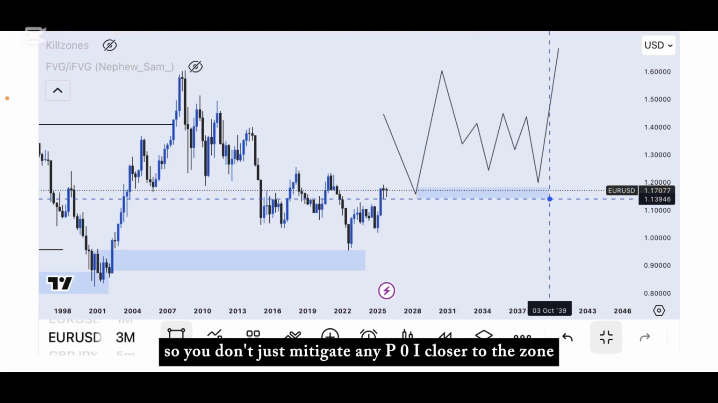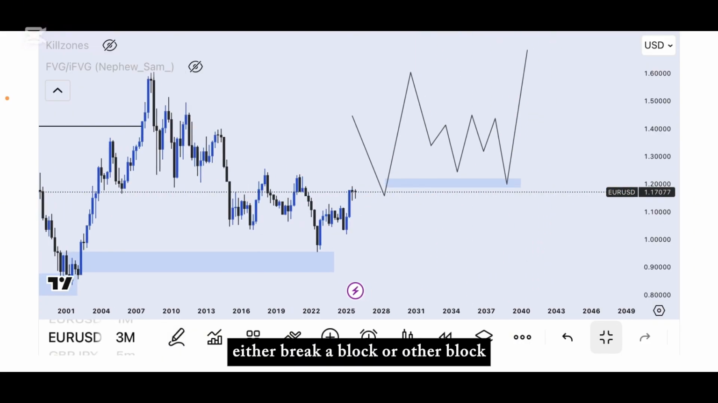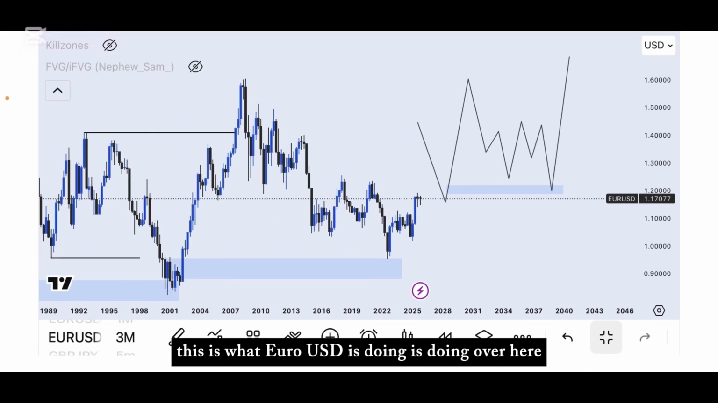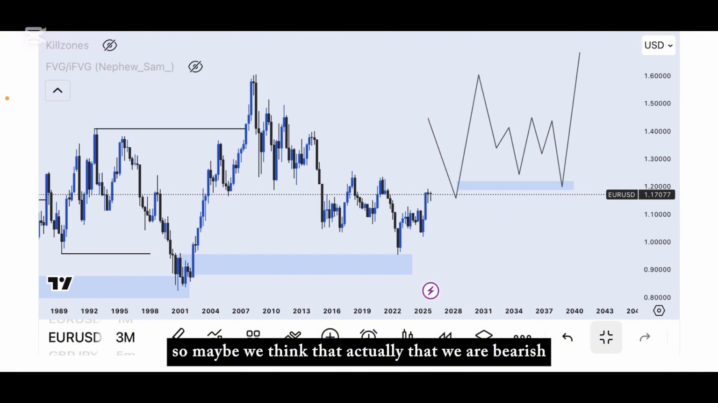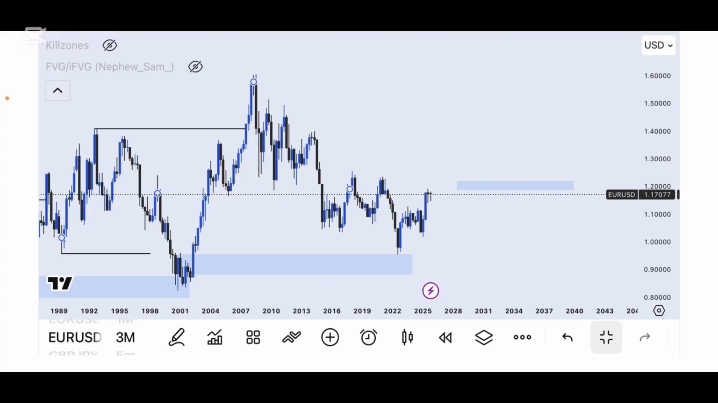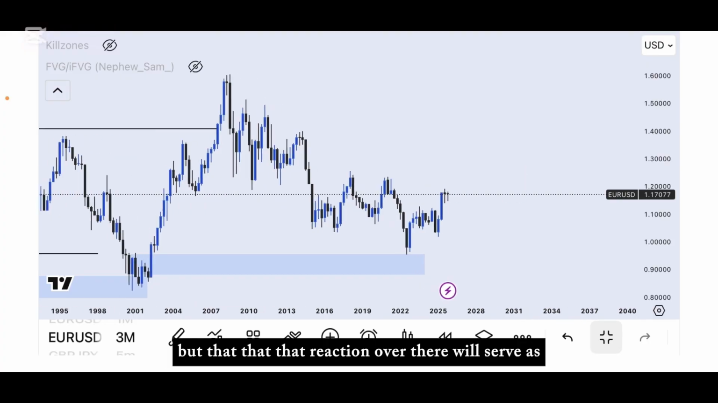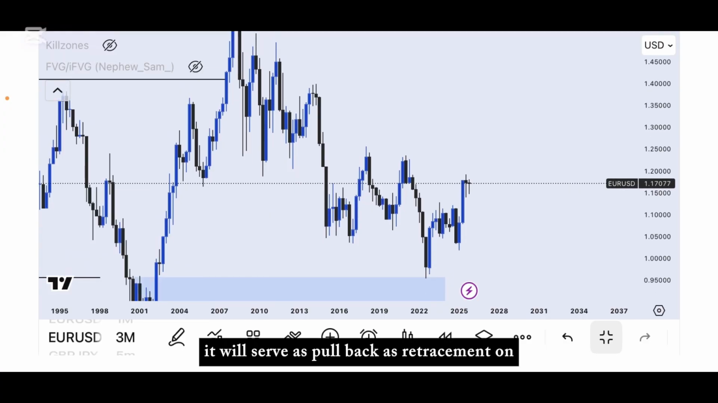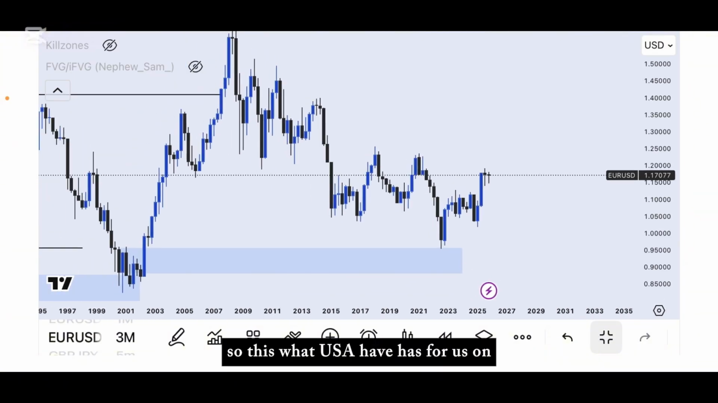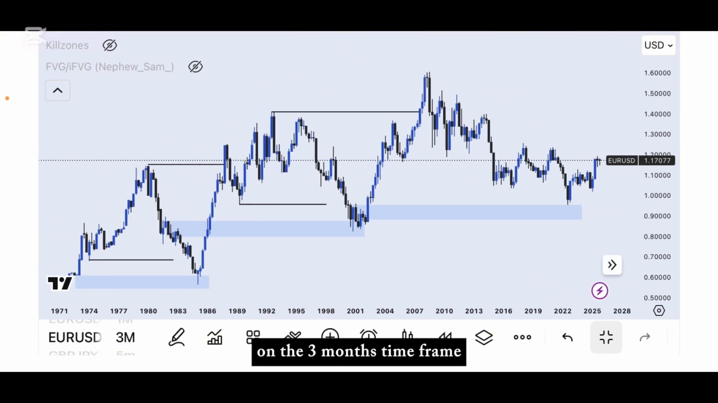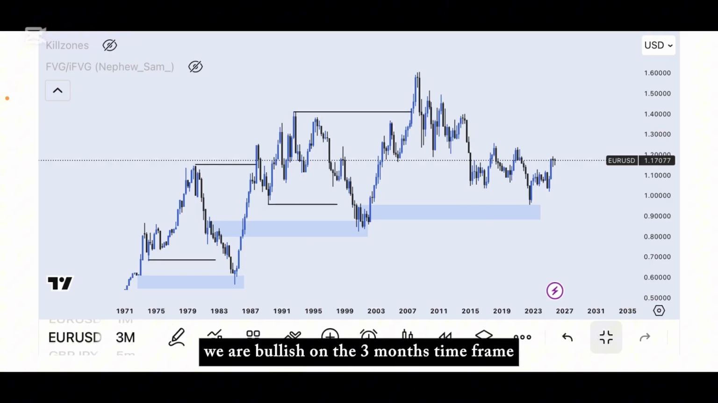So it will just mitigate any POI closer to the zone, either breaker block or other block. Then it will buy. This is what Euro USD is doing over here. So maybe we think that we are bearish. We might have some reaction of bearishness over there, but that reaction will serve as a pullback, as a retracement on the particular pair. So this is what Euro USD has for us on the 3 months time frame. As you can see, we are bullish on the 3 months time frame.